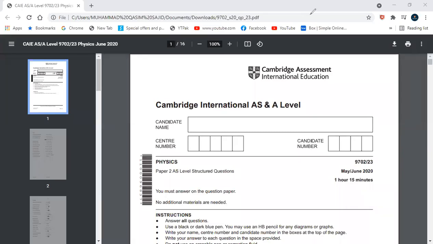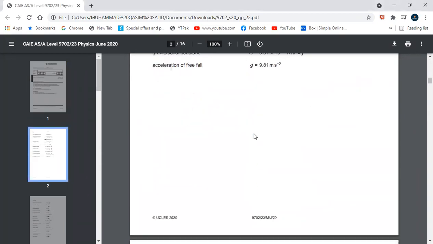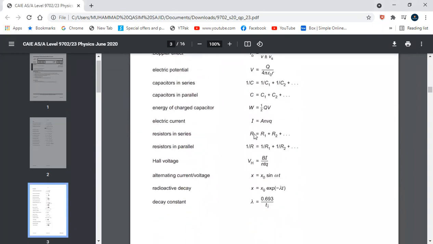Today is the Cambridge International AS and A level paper, and this paper is basically May June 2020. So let's start the paper. This is basically the formulas given.